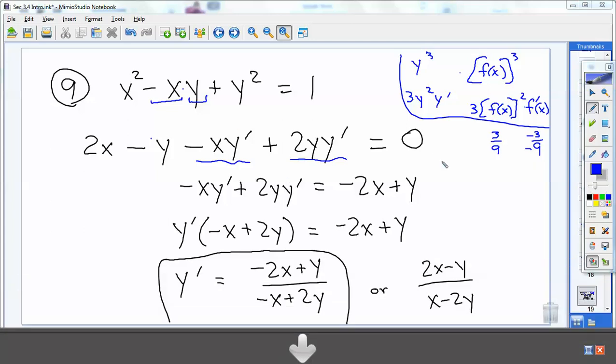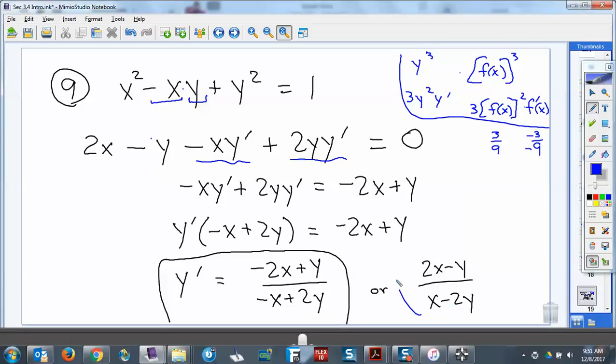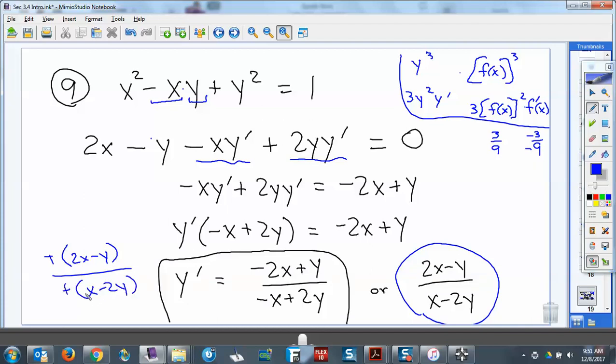Now, if I would have put it on the other side, it would have looked like this. Okay, but they're the same. Because look, if I take a negative 1 out of here, I get 2x minus y. And I take a negative 1 out of the bottom, I get x minus 2y. And then the negatives cancel, and then I get that. So either one of those will be accepted.